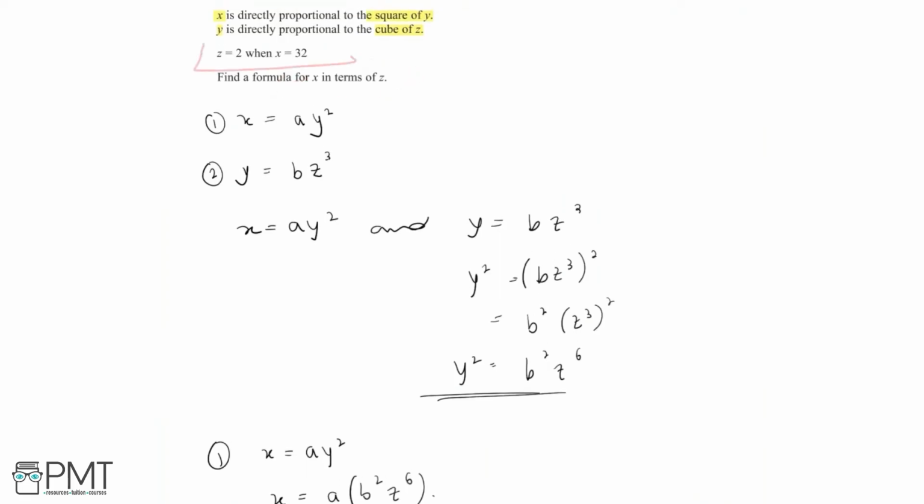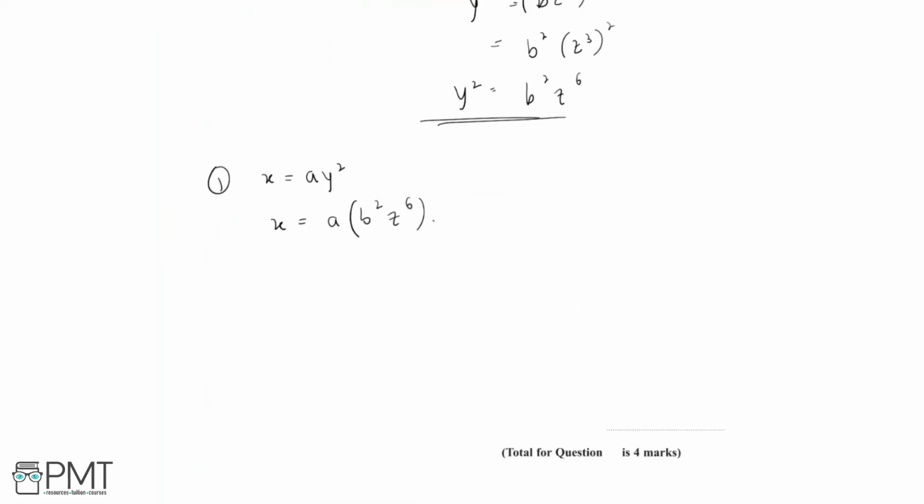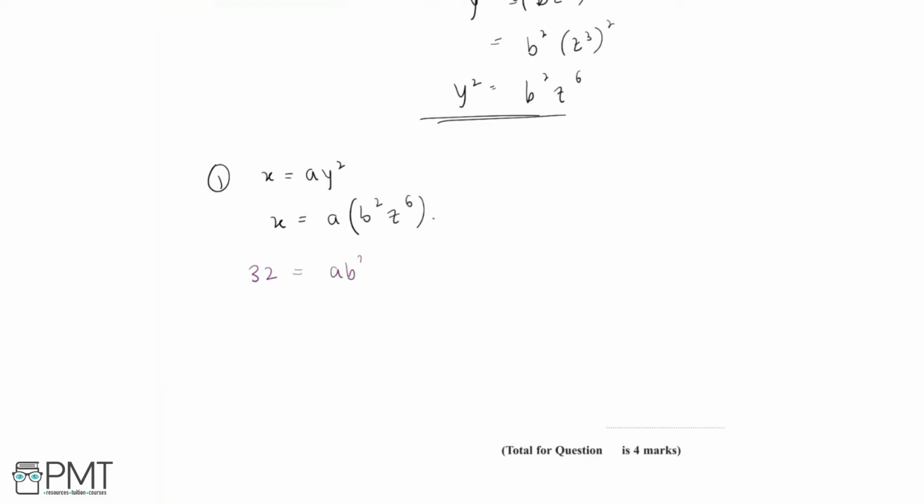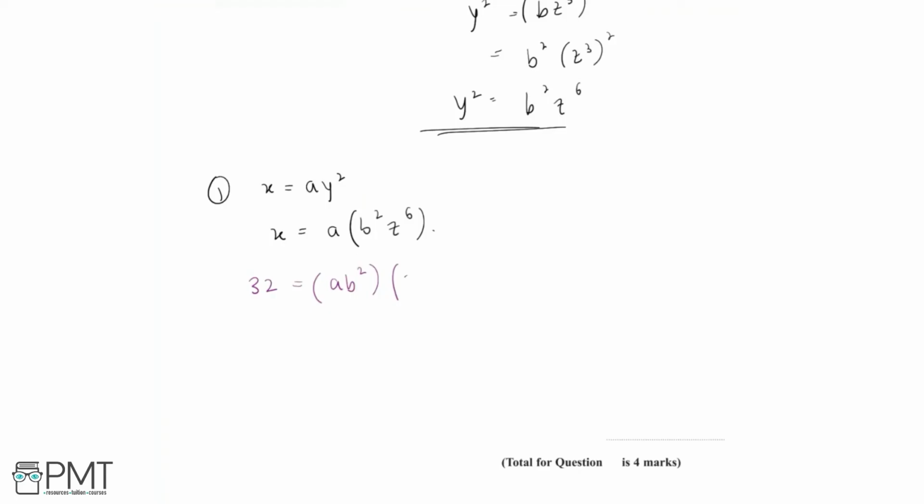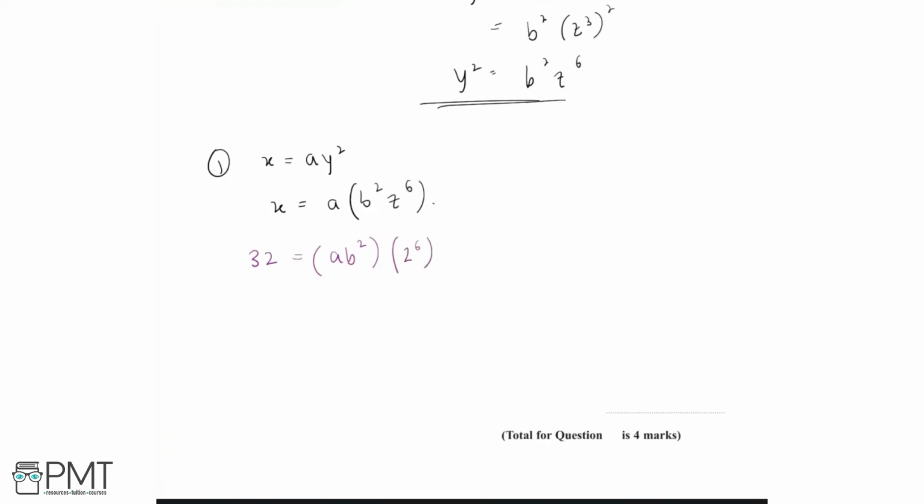And so we're going to use the fact that z is equal to 2 when x is equal to 32. So we know that x is 32, a, b squared stay the same, and z is equal to 2, so we have 2 to the power of 6.